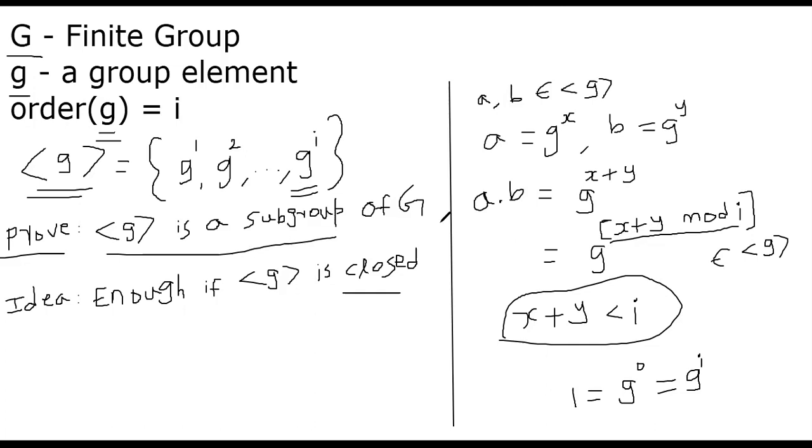All right, so we have proved the fact that if you take any group element and consider the set spanned by that particular group element, that set is actually a closed set. Therefore, it is a subgroup. Closure is enough. If you prove a set is closed, that implies the set is a subgroup of a finite group.